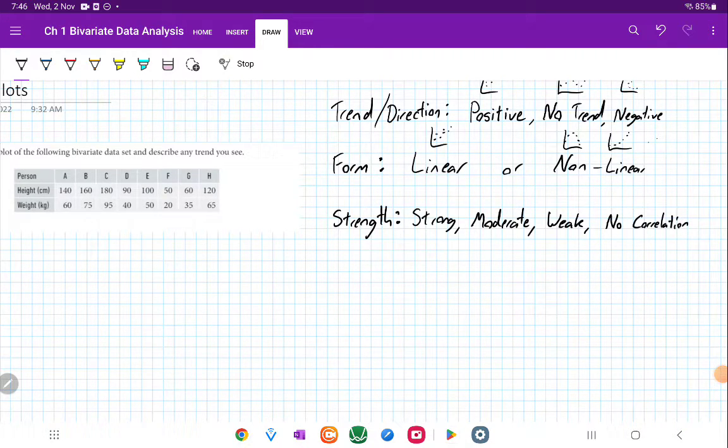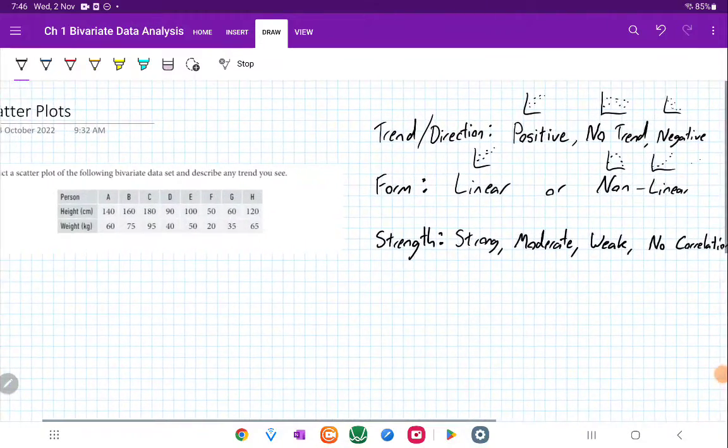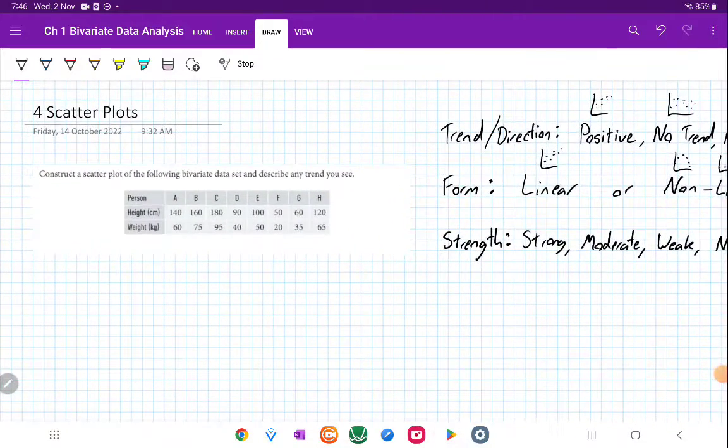Okay, and we're going to talk more about these later when we talk about R, but in the end we can kind of get a good idea of what our strength might be by just looking at it. But to get a better sense we're probably going to need to go through and actually calculate our R or our R squared value. But anyway, let's have a look at it. So constructing a scatter plot from this data.